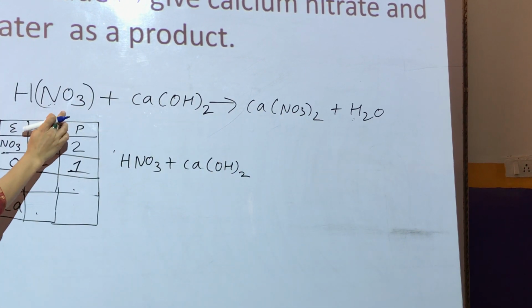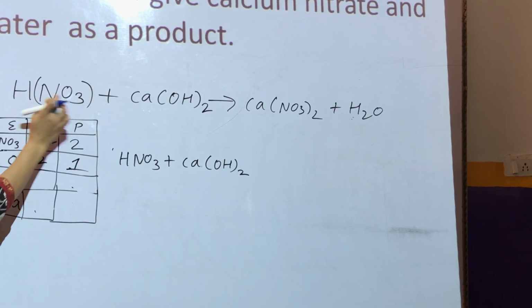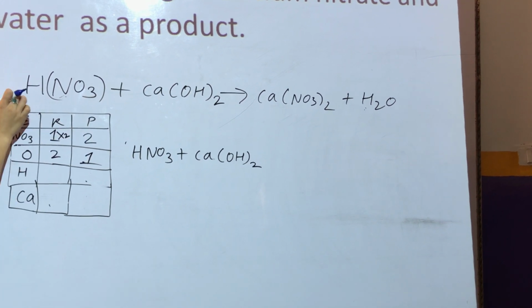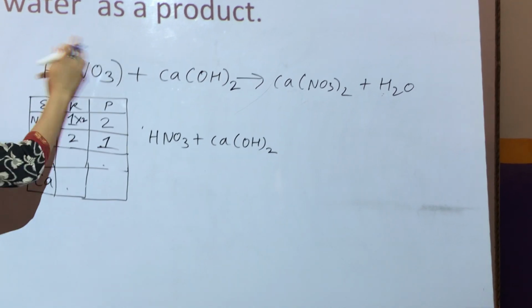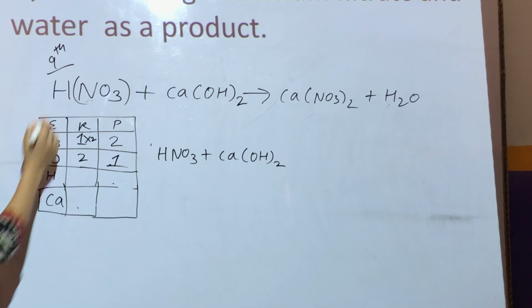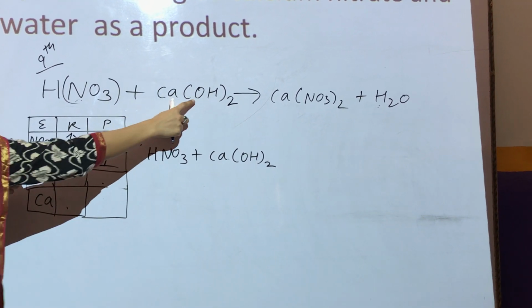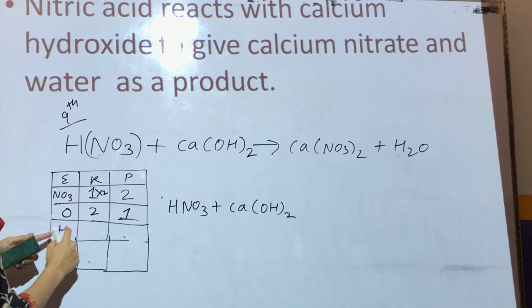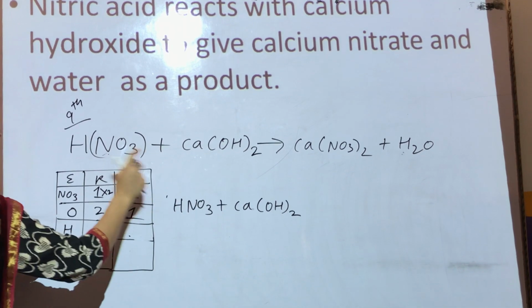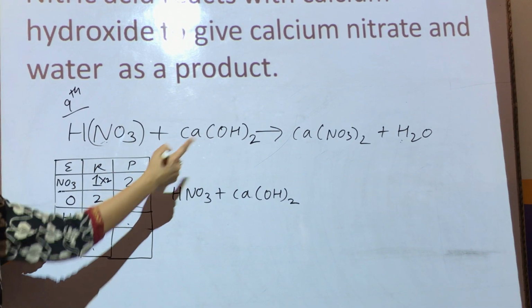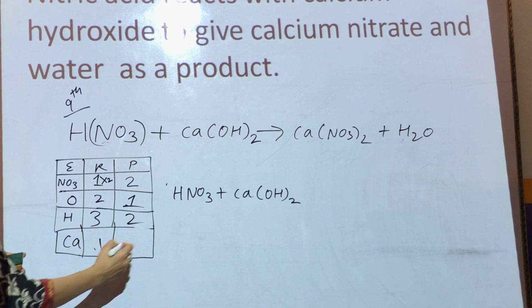That's why we have not written it here. In NO3, we have not written 2 because the valency of hydrogen is 1. We have studied that in 9th class, so always remember that. Oxygen is 2 here and there we have 1. Hydrogen we have 2 here plus 1, 3. There, for hydrogen we have 2. Calcium is 1 and 1.